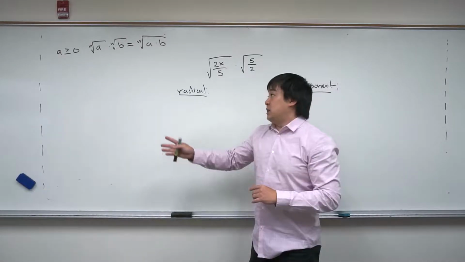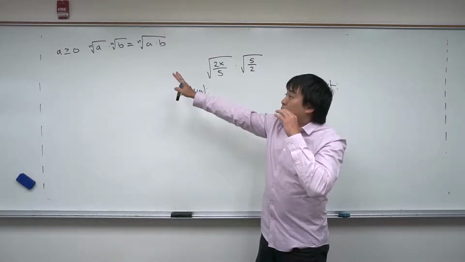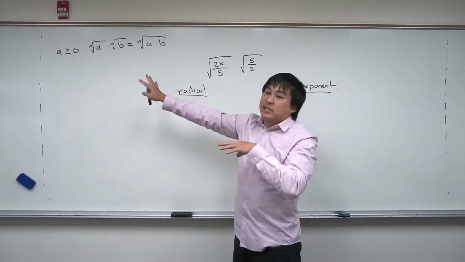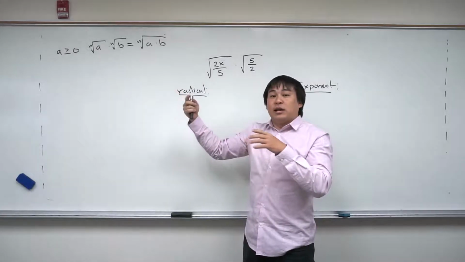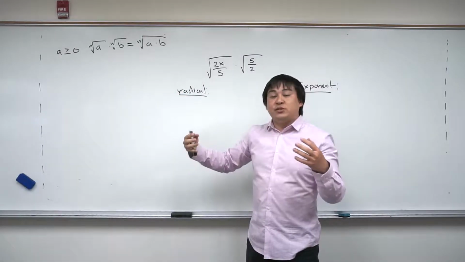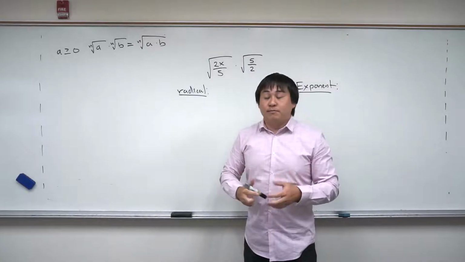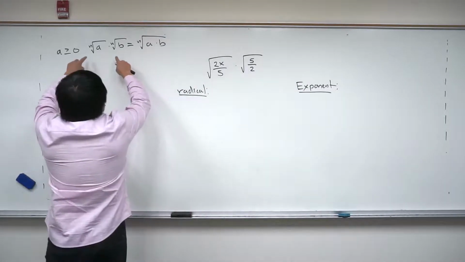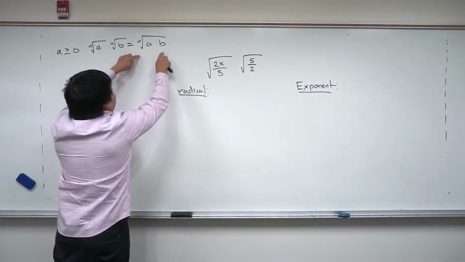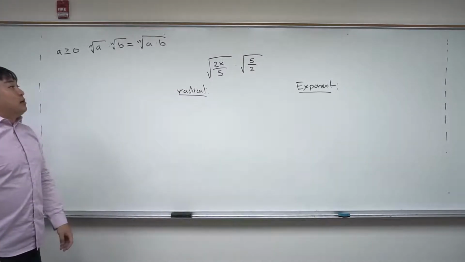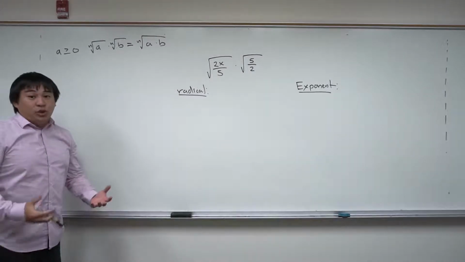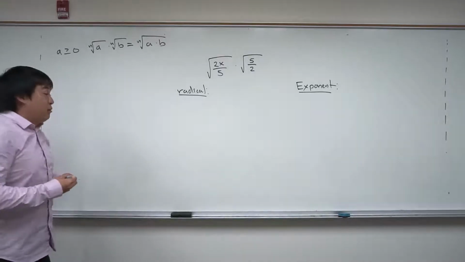So the first thing we need is this rule over here, where if at least one of them, in this case A, is positive, and you have the same radical, you can write it under one radical. So the same radical, you can write it under one as a multiplication. Now I'm going to give you an example to show you that it doesn't work if both of them are negative.